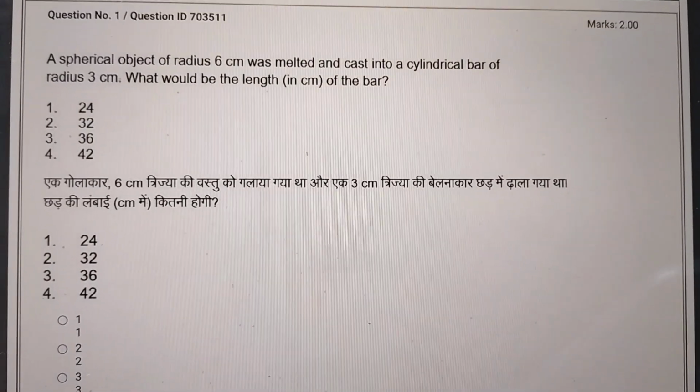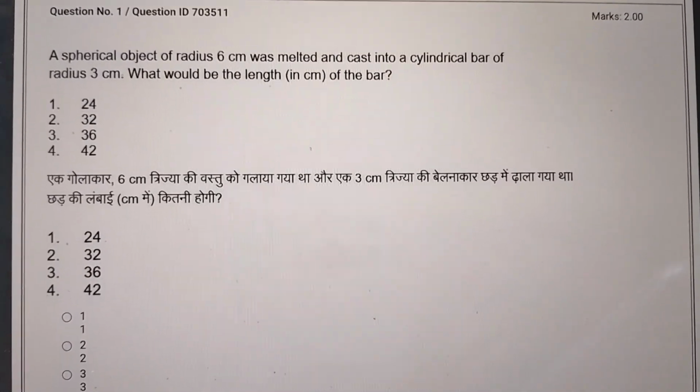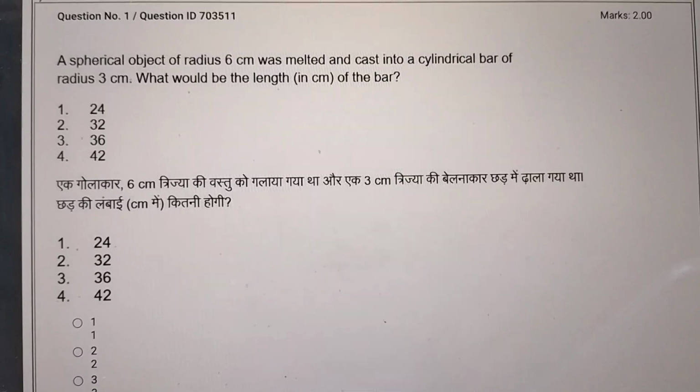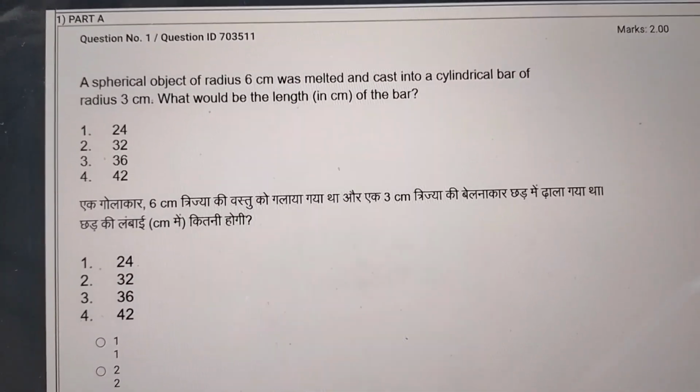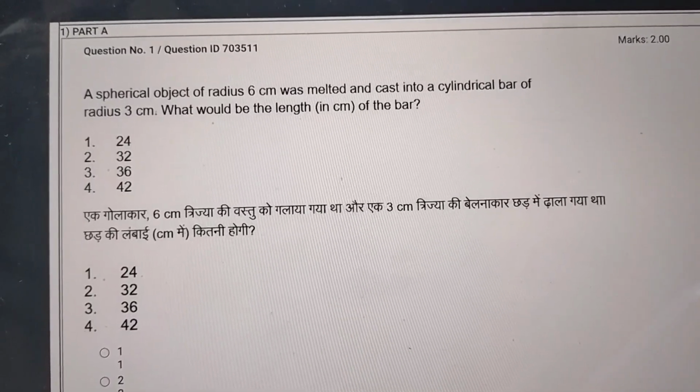This one is your CSIR Life Science Morning Shift, June 2024, General Aptitude question. A spherical object of radius 6 cm was melted and cast into a cylindrical bar of radius 3 cm. What would be the length in centimeter of the bar?